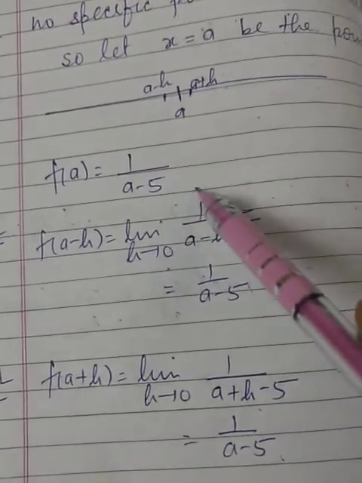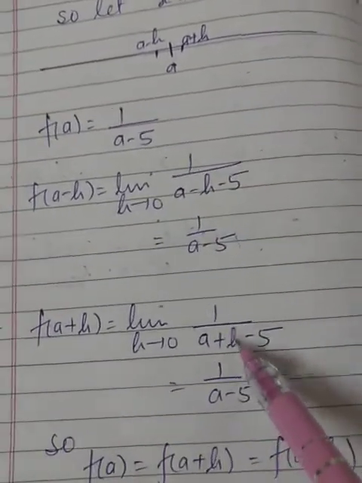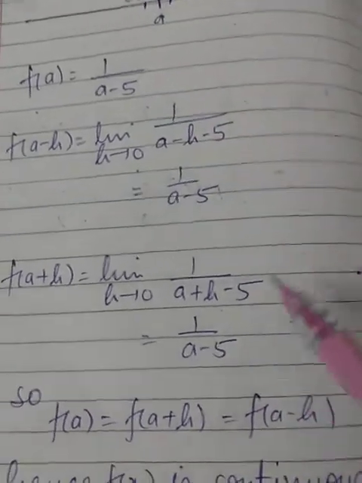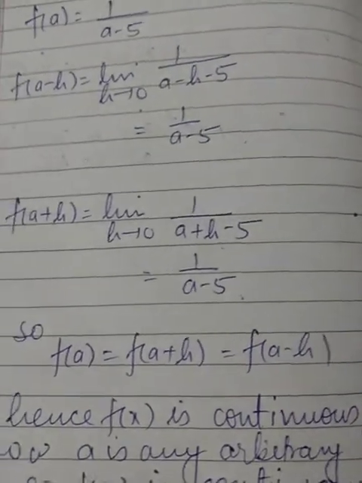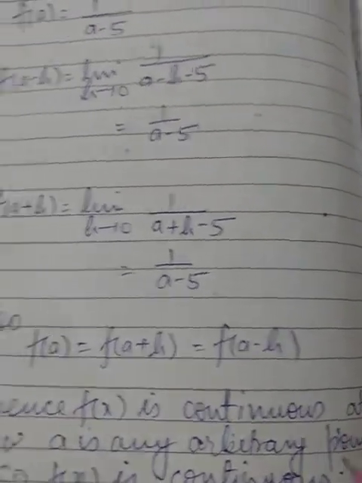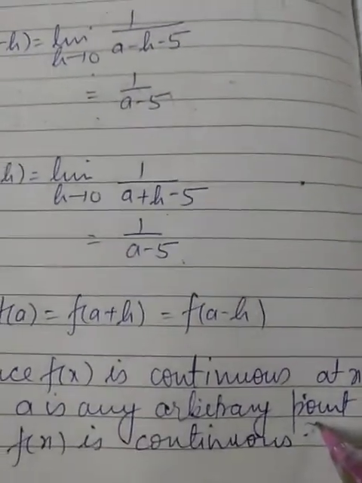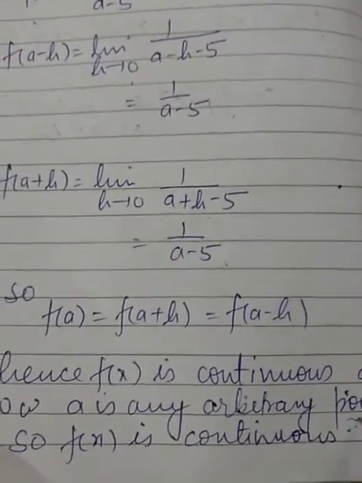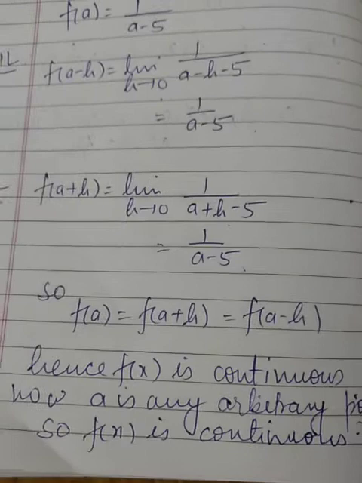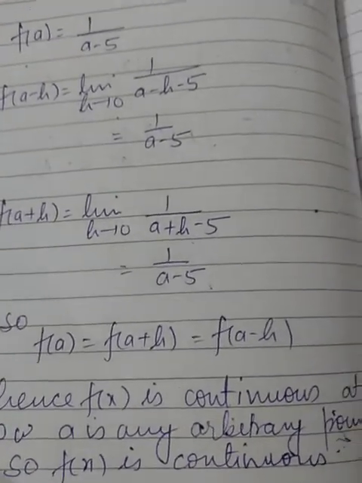So the value at a, on the left hand side of a, on the right hand side of a, all three values are the same. So the function is continuous at x = a. Since a is any arbitrary point, arbitrary point means this point we have taken from our side. It may be any point, so the function is continuous everywhere.